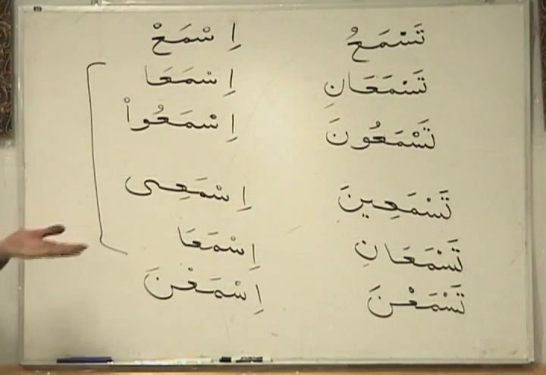So there's 3 ways of dealing with the end. The ending is not constant. It changes from what you're dealing with. So the 4 middle ones, get rid of the noon. The first one, give it a sukoon. The last one, leave it alone.